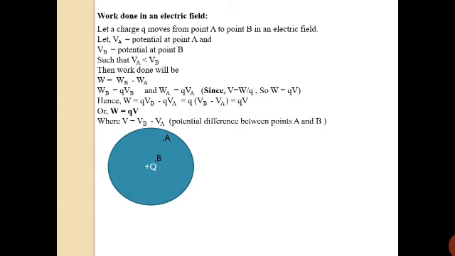So this formula will also help us to find out the work done. Just take the difference of potential and multiply by the charge which is moving from one point to the other, and hence work done will be calculated.